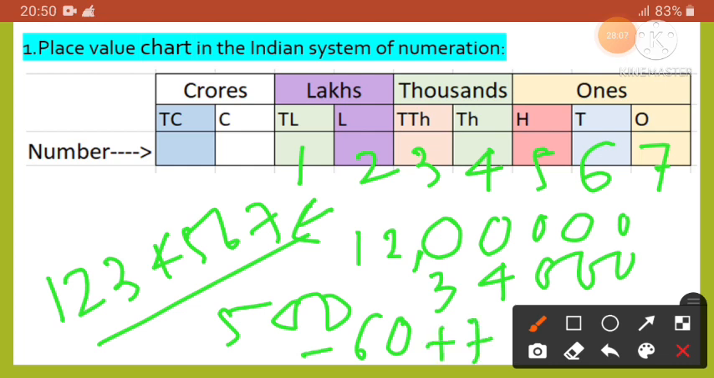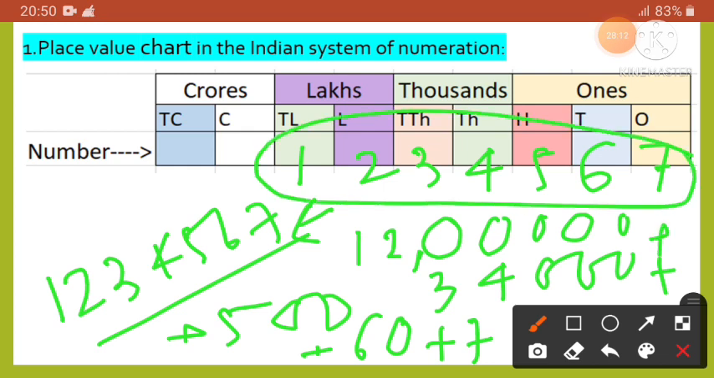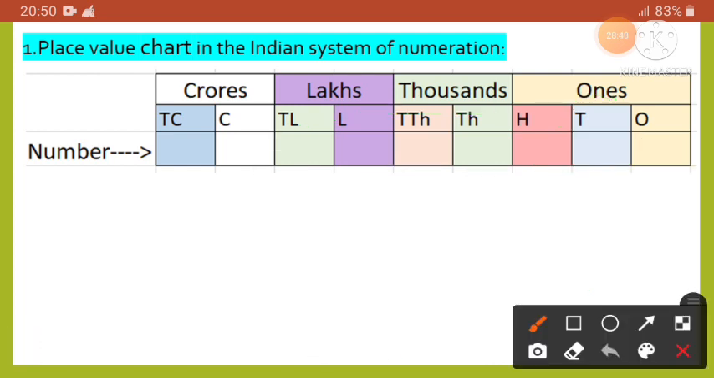If we add all these numbers, we will get this number in total. So it will be 12,34,567. Because here 6 is under the tens column, so it will be 60. 7 under ones, that means 7. So if we write it out in detail, it will look like 1 2 3 4 5 6 7.